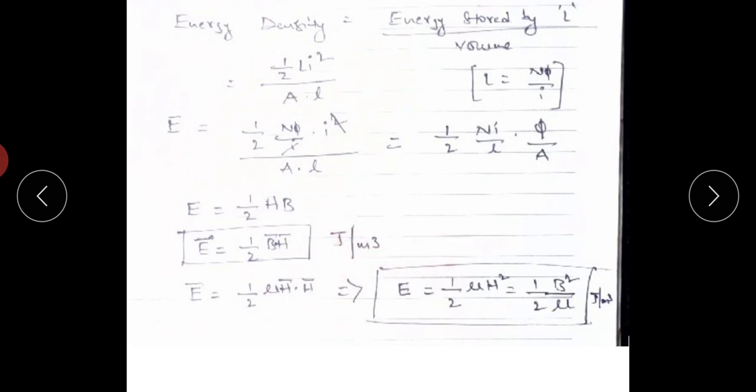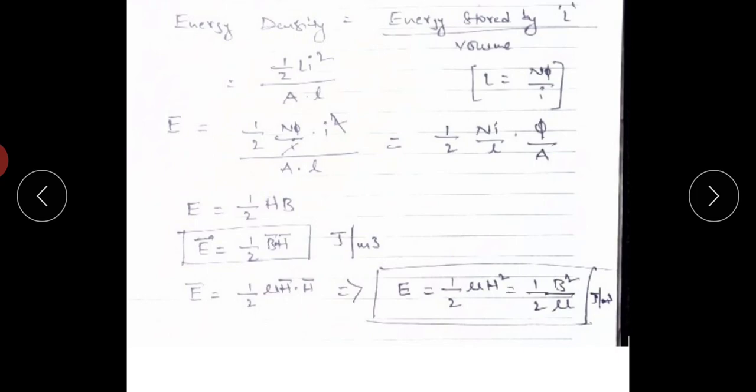We know that B bar equals mu into H bar. By substituting B bar equals mu into H bar, we get the energy density equals 1 by 2 mu H square. If we substitute H bar equals B by mu, we get the expression E equals 1 by 2 B square by mu joules per meter cube. The energy density is a scalar quantity. It is not E bar, just E. It is a scalar quantity.